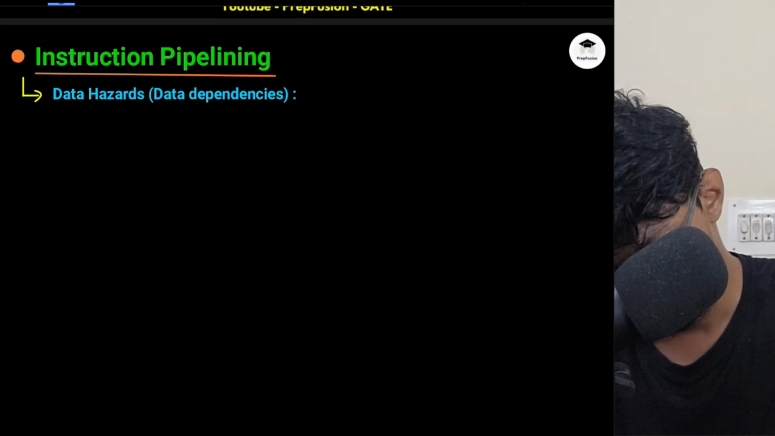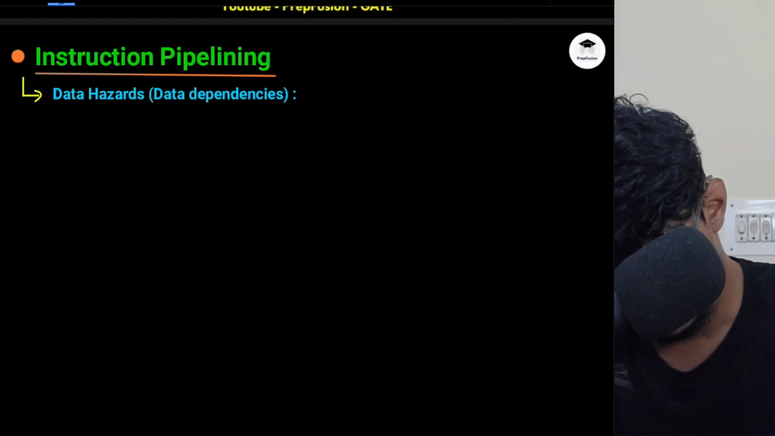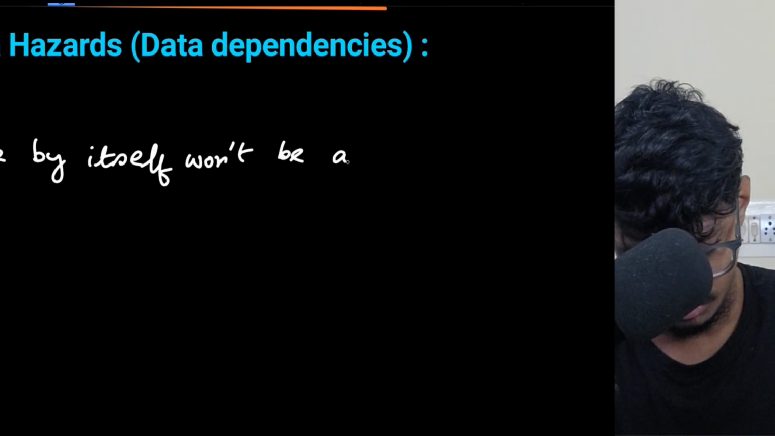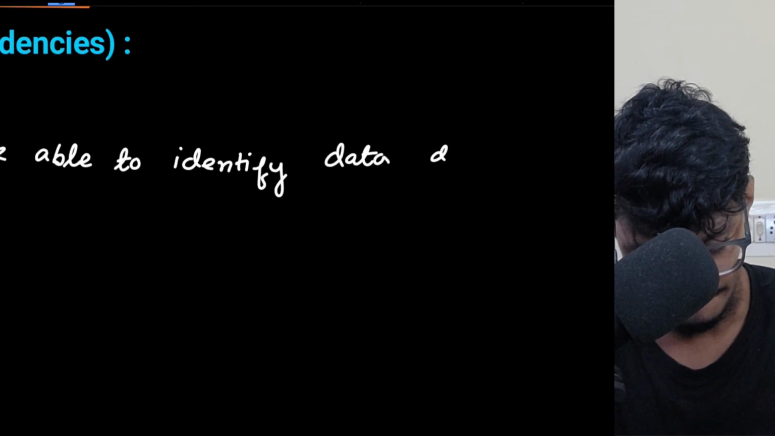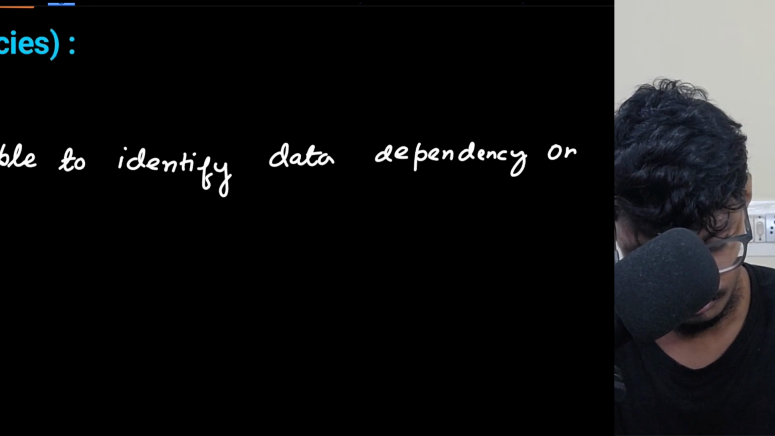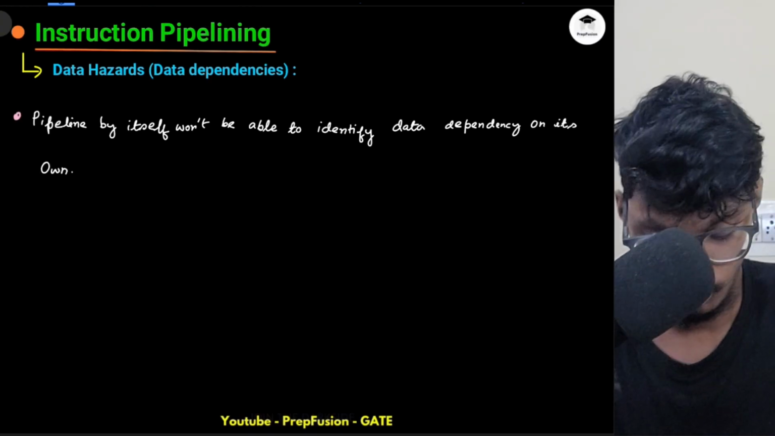Okay, so I will write here: the pipeline by itself won't be able to identify data dependency on its own.